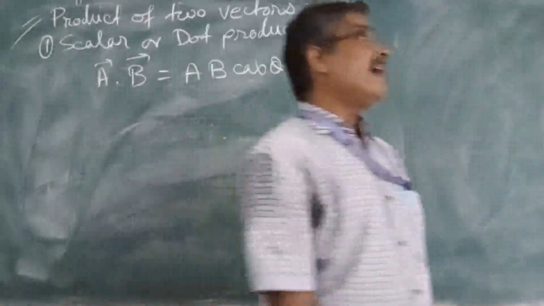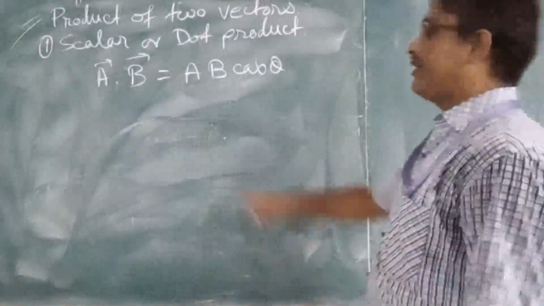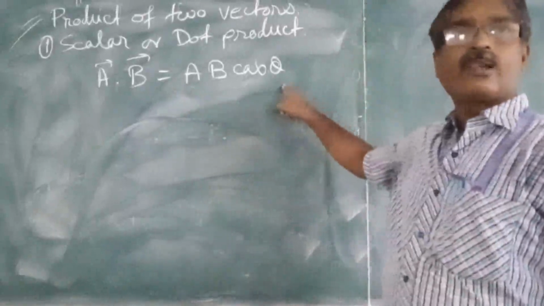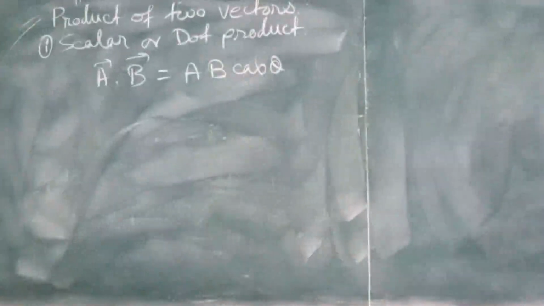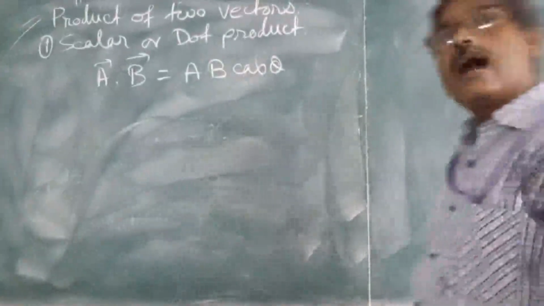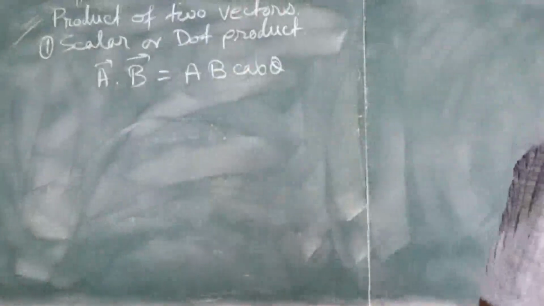So we can see that the dot product of two vectors is a scalar quantity. On the right hand side there is no vector quantity, so the dot product of two vectors is a scalar.